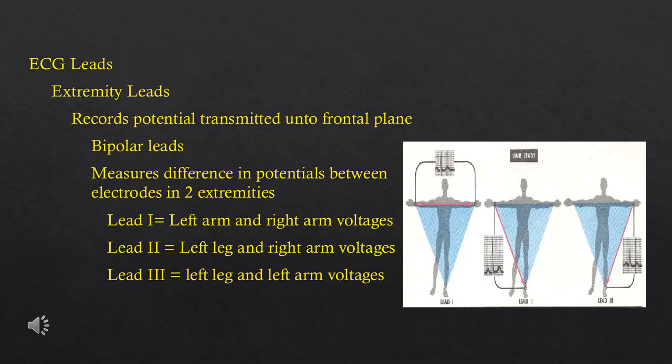The extremity leads record potential transmitted onto the frontal plane. The bipolar leads measure the difference in potentials between electrodes in two extremities. Lead 1 for left arm and right arm voltages, lead 2 for left leg and right arm voltages, lead 3 for left leg and left arm voltages.